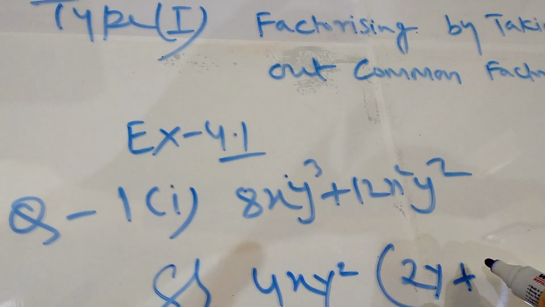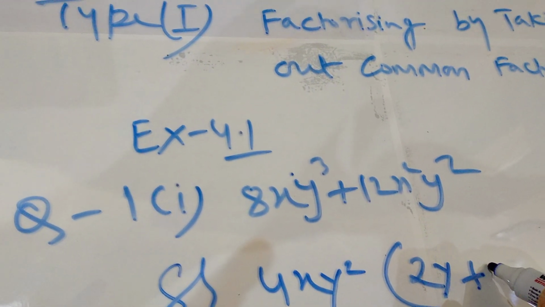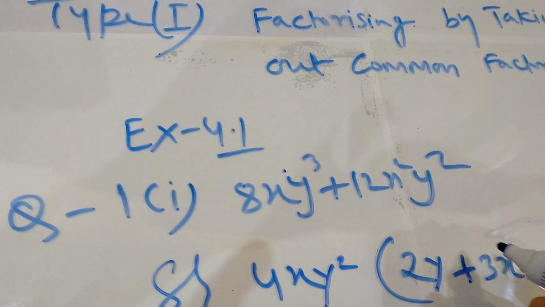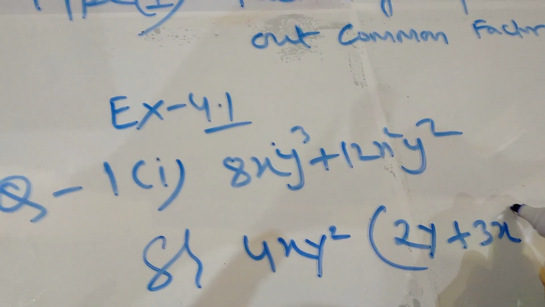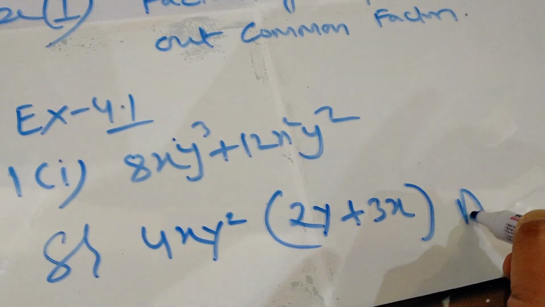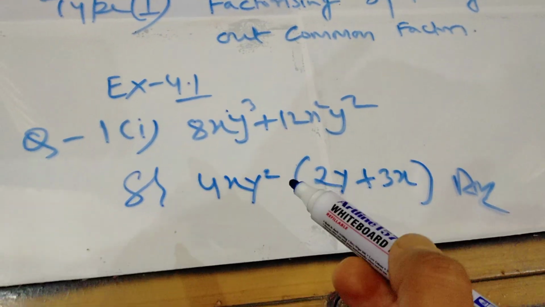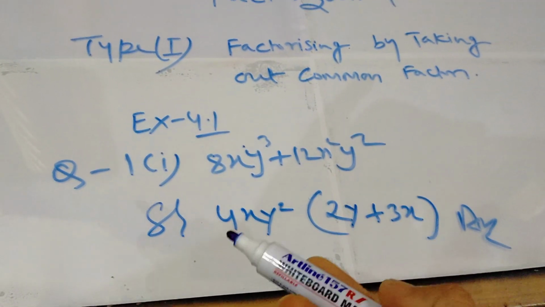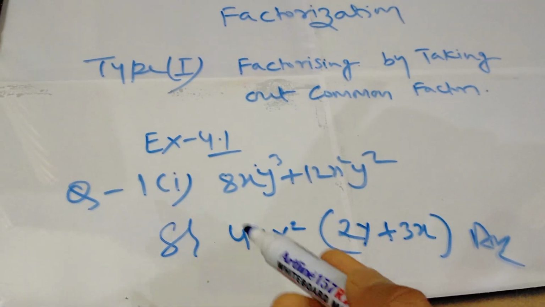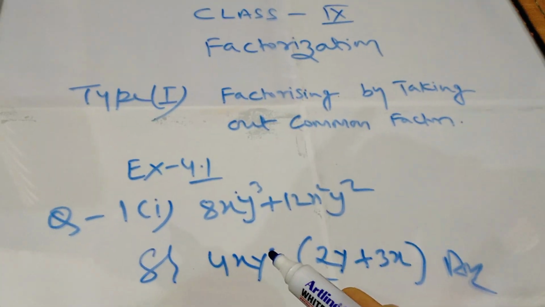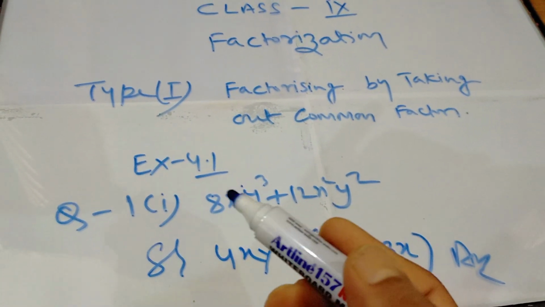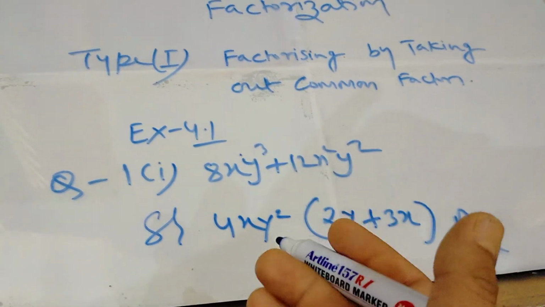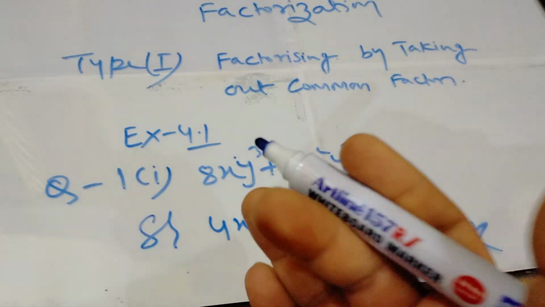Plus, now 4 is common I have taken, so 3 will be remaining. And x I have taken, so x will remain. y square completely will go outside. So definitely this is your final answer. This is the final step, because further we cannot factorize it. This is the factorization of question number 1, first part. So learn it, very simple type. Just see if anything is common, you just take it out. You should try the first question, second part yourself.